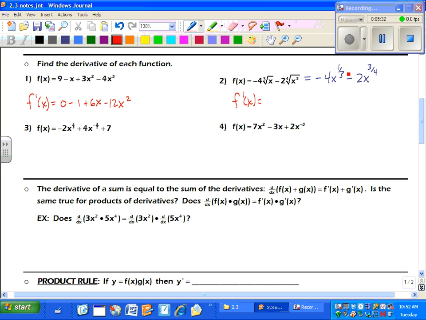But the same thing, 1/3, bring it out in front. We get negative 4/3 times x. Subtract 1 from the exponent, we get negative 2/3. For this one, multiply 2 times 3/4, we get 6/4, but that simplifies to 3/2, times x. Subtract 1 from the exponent, we get negative 1/4.